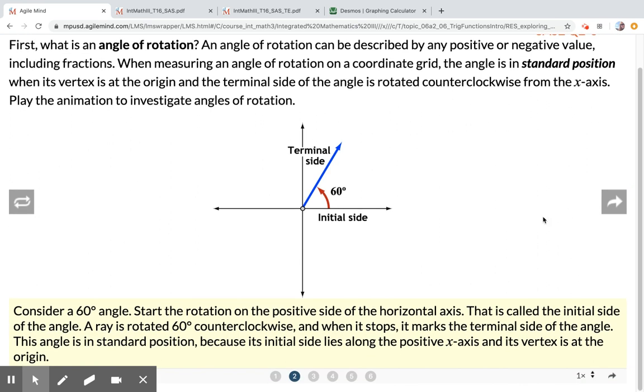So here we have a 60-degree angle. We start on the positive side of the horizontal axis. So we start on the right of our x-axis, and that's my initial side. And then I rotate up 60 degrees counterclockwise. So if I had a protractor, I would measure that out and be like 60 degrees. There's my terminal side. And it marks the terminal side of the angle. We call that angle in standard position because the initial side is the positive x-axis and the vertex is on the origin. So this is an angle of rotation.